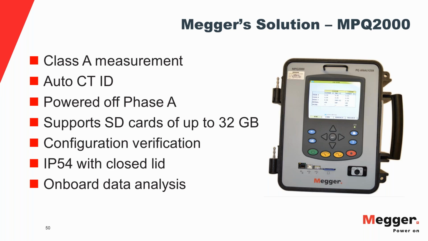Remember, I spoke a little bit about the different classes specified in the IEC standard. So it's a Class A measurement device. It has auto CT identification, configuration verification. These features are intended to make sure that there is minimal operator error. It can be frustrating if the user places the recorder at a particular location, records for 1 week, and then finds out at the end that all this information was wrongly recorded. There was some mistake during the recording.